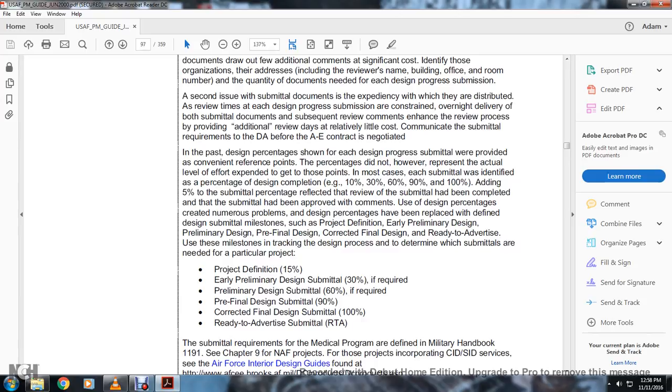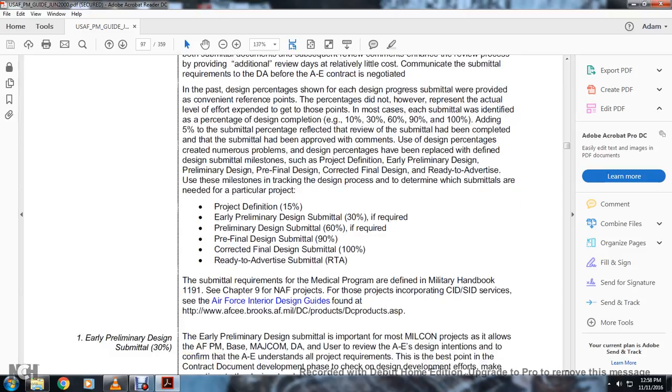created numerous problems. Design percentages have been replaced with defined design submittal milestones: project definition, preliminary design, pre-final design, corrected final design, and ready to advertise. These milestones track the decision processing and determine which submittals are needed. Project definition is 15%, early preliminary design submittal 30%, preliminary design submittal 60% if required, final design submittal 90%, corrected final design submittal 100%, and ready to advertise submittal.